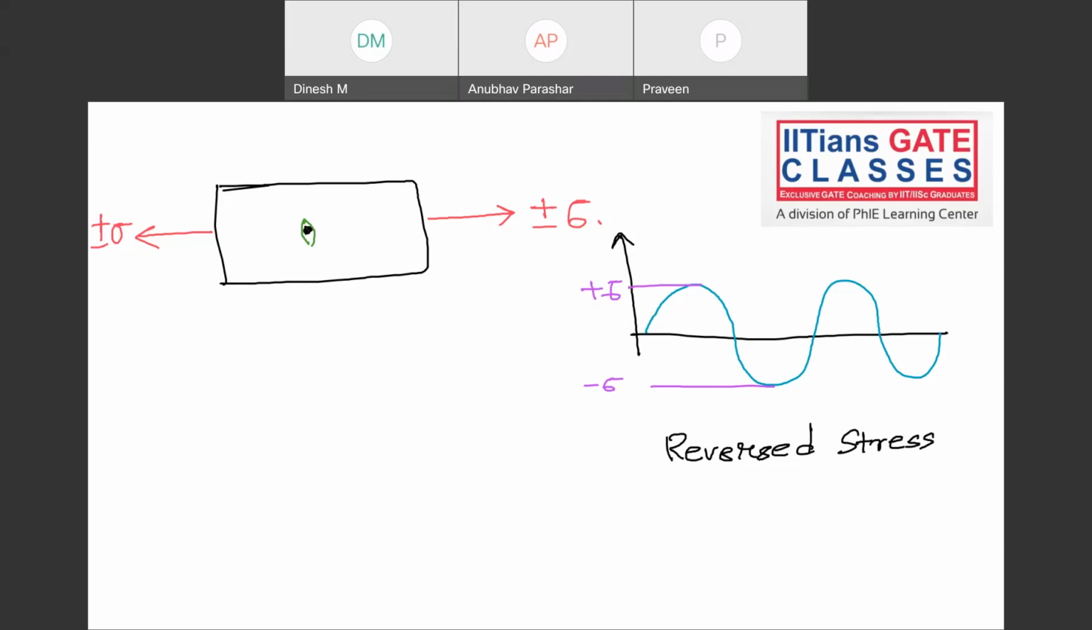Machine design? Okay, so today we are continuing the second chapter, that is design against fluctuating stresses. Anyways, you'll get to understand.